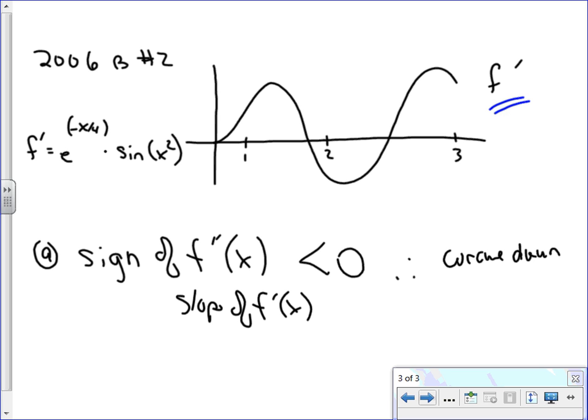You could also type F prime into y1 and take the derivative and plug in a couple of numbers in between 1.7 and 1.9, but that seems like a little waste of time. Okay? All right.